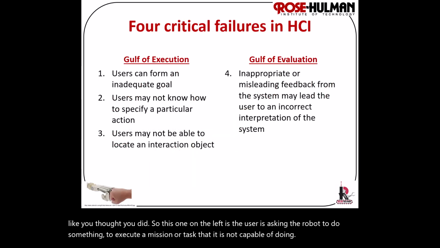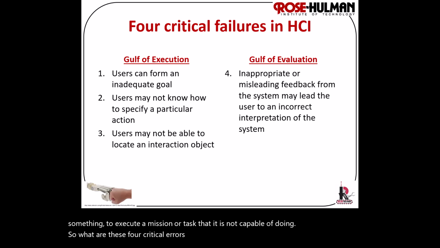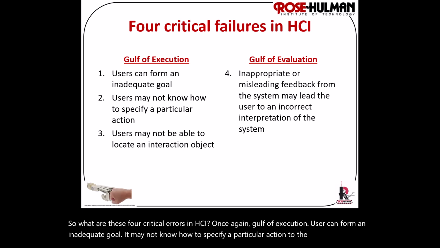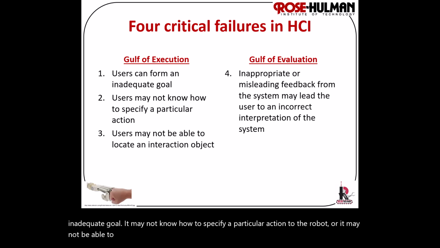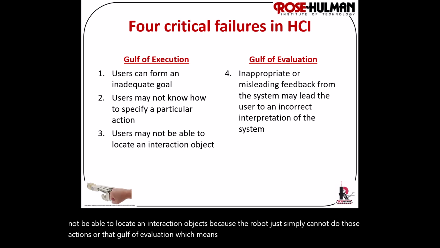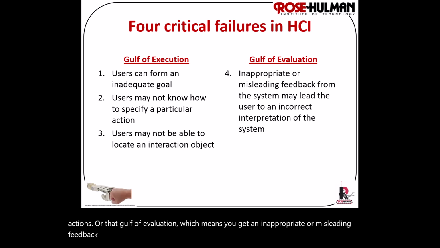So what are these 4 critical errors in HCI? Once again, gulf of execution. User can form an inadequate goal. It may not know how to specify a particular action to the robot, or it may not be able to locate an interaction object because the robot just simply cannot do those actions. Or that gulf of evaluation, which means you get inappropriate or misleading feedback from the system, in this case, our robot, which may lead the user to incorrectly interpret the system, the status or the state, or think the mission or task has been achieved when it really has not.